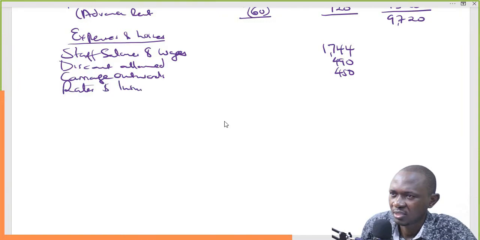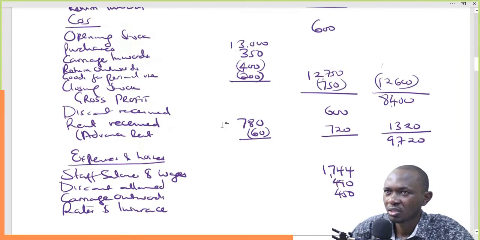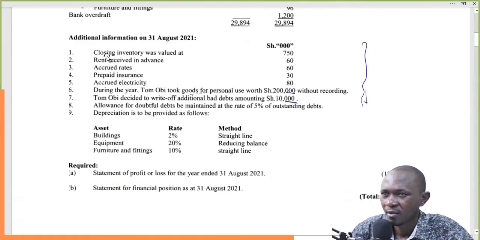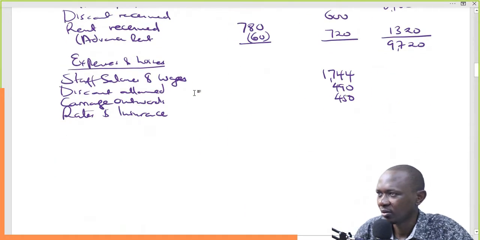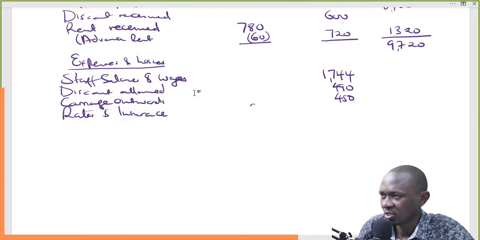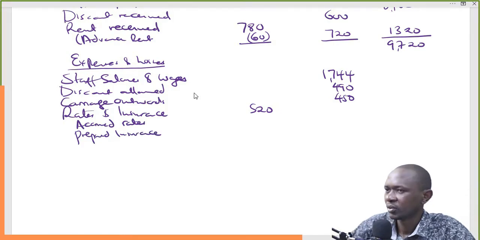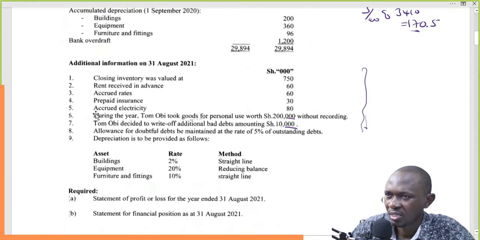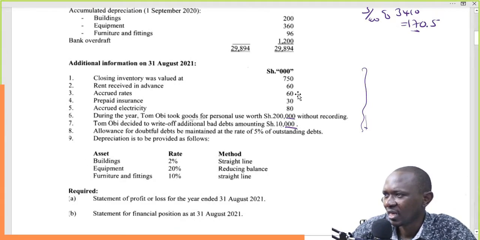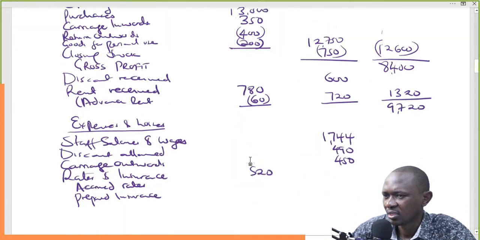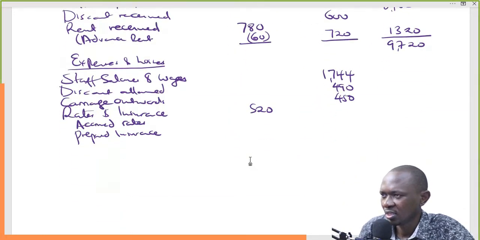But remember, there were some workings on rates and insurance. So we come here, accrued rates and prepaid insurance. Definitely this one will feature in the innermost column. So rates and insurance 520. Then we have accrued rates and we have prepaid insurance. All of them are workings here. So how much is accrued rates? How much is prepaid insurance? Accrued rates is 60. Prepaid insurance is 30.